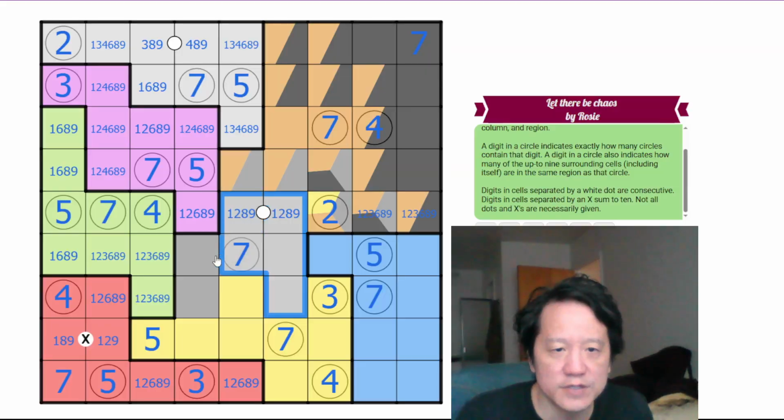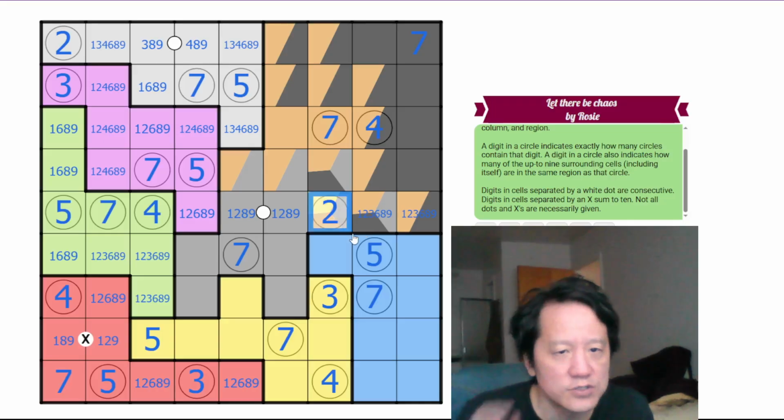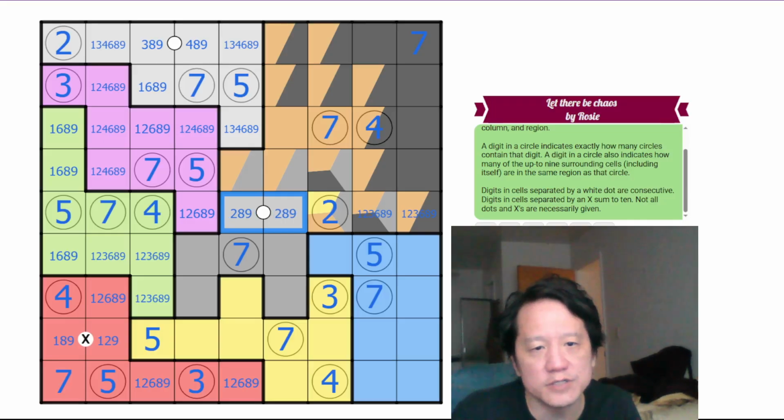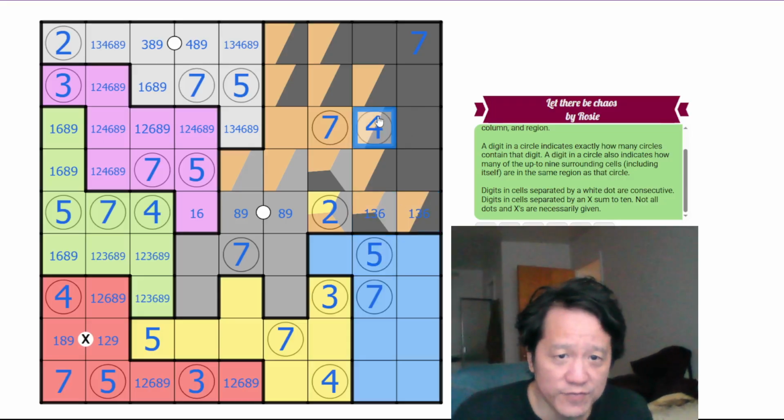So we have 7 here surrounding this medium gray region. So this is done as regions here. This is 2. Cannot be 1 and 2 here. It's an 8-9 pair. That eliminates 2, 8, and 9 in the rest of the row. This is 4. This has to be 2.